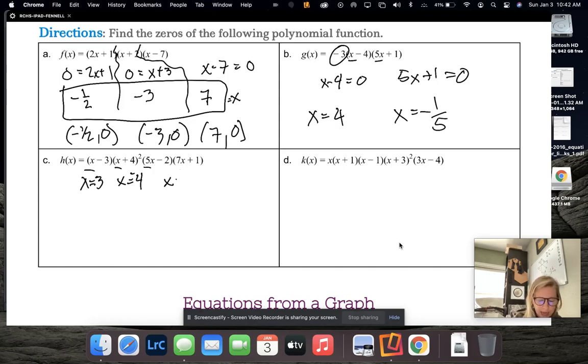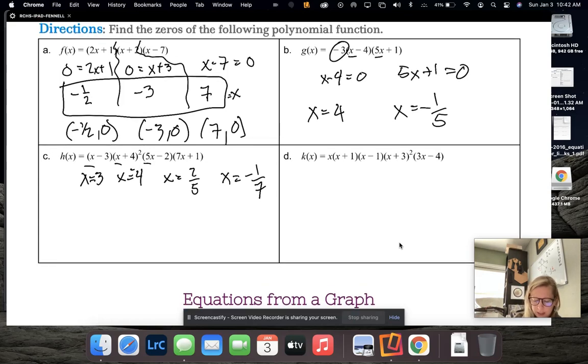Next term is going to give me x equals 2 over 5. Again, zero product property, all of that. And last but not least, x equals negative 1 over 7. Again, setting each of those terms equal to 0. All right, last but not least, this one would give me x equals 0 up front, x equals negative 1, x equals positive 1, x equals negative 3 has a multiplicity of 2. Again, that's a bounce point at negative 3. It's either going to come down, hit the axis, bounce right back up, or if it's coming up, it hits the axis and bounces right back down.